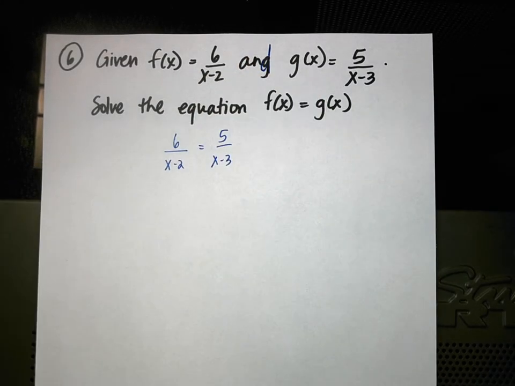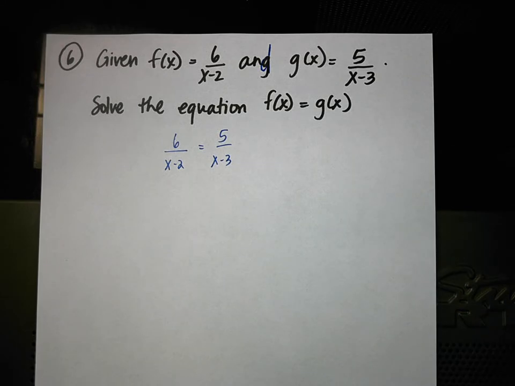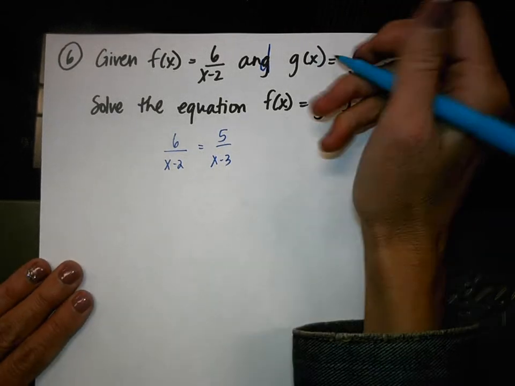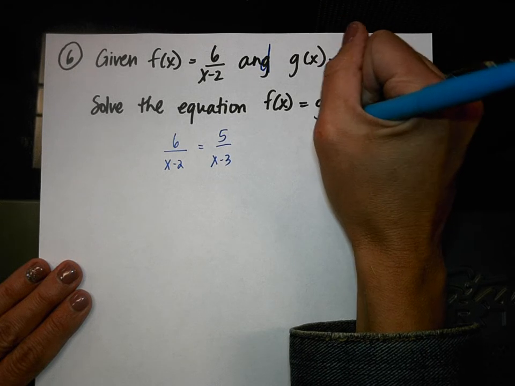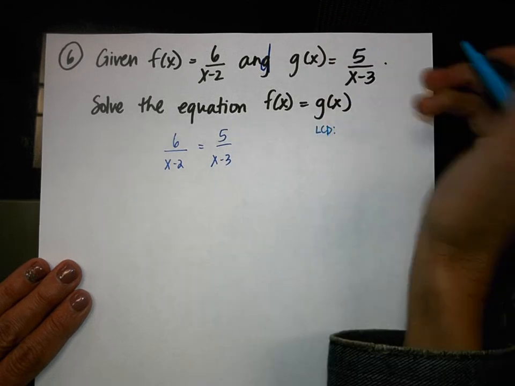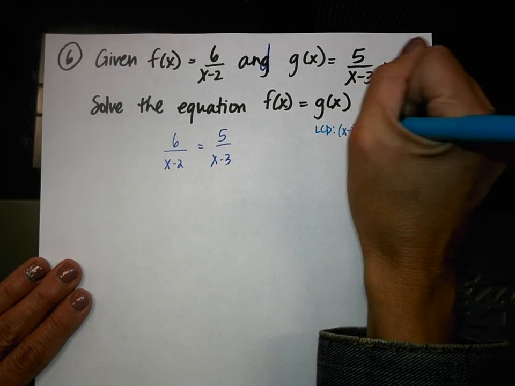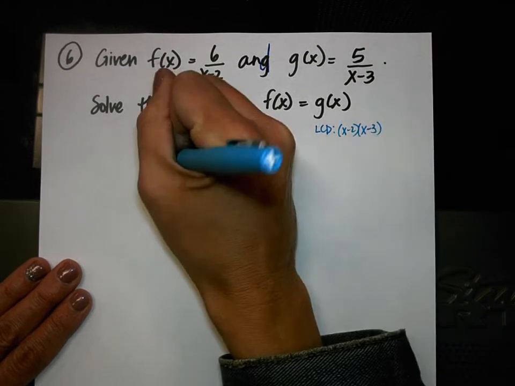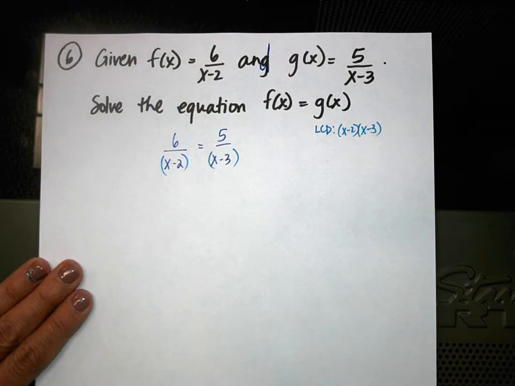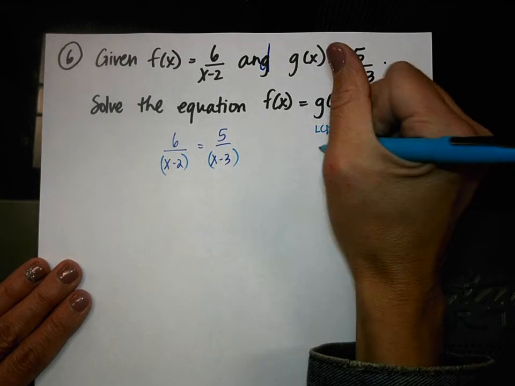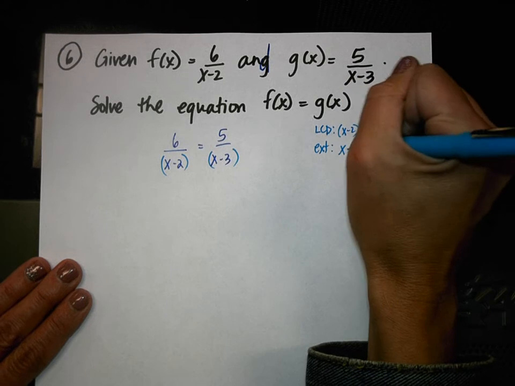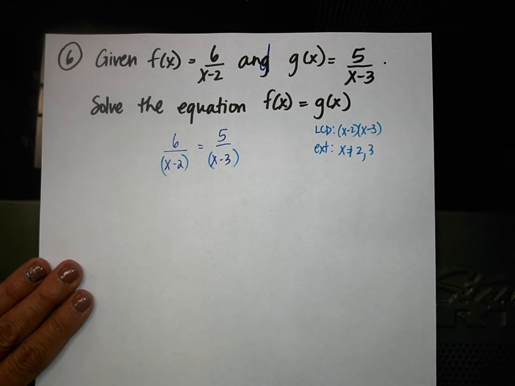There is an equal sign here, which means what? We're going to solve for x, right? And we also have to be aware of extraneous solutions. Okay, so what is my common denominator for this problem? What is my LCD? Very good. X minus 2 and x minus 3 is correct. Based on that information, what are my extraneous solutions? Very good. X cannot equal positive 2 or positive 3.